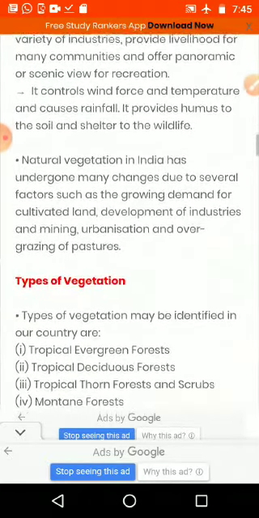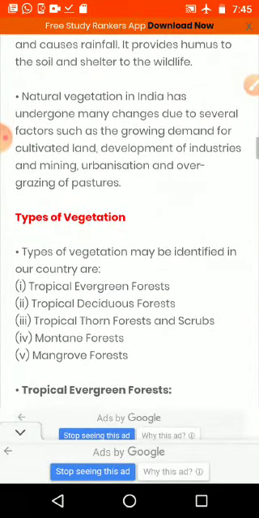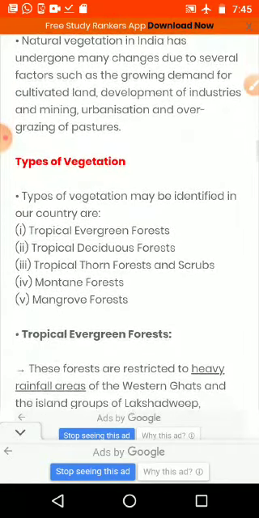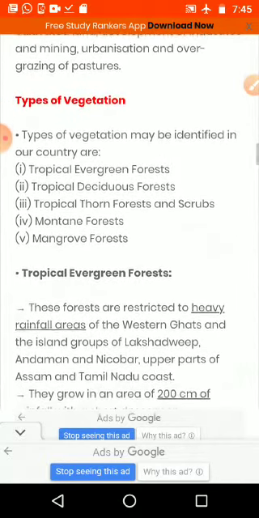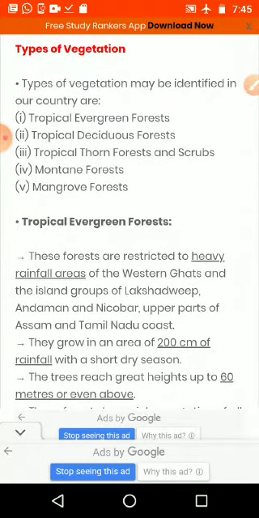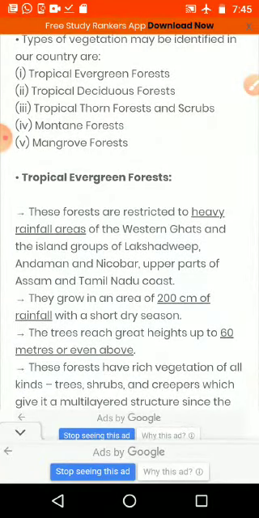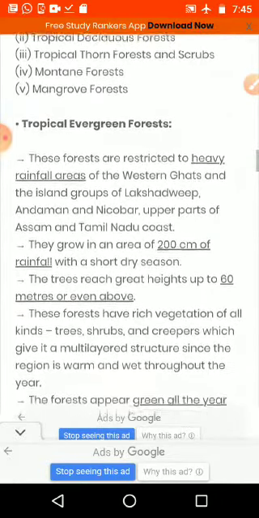Natural vegetation in India has undergone many changes due to several factors such as the growing demand for cultivated land, development of industries and mining, urbanization and overgrazing of pasture. That we have seen in 8th standard, the tribal community, the forest community and the forest law in that chapter in history. Next one, types of vegetation. Types of vegetation that may be identified in our country are tropical evergreen forest, tropical deciduous forest, tropical thorn forest and shrubs, montane forest and mangrove forest, what we studied in 6th standard.